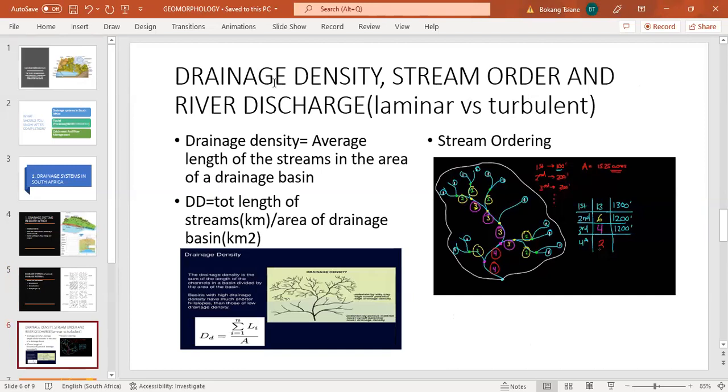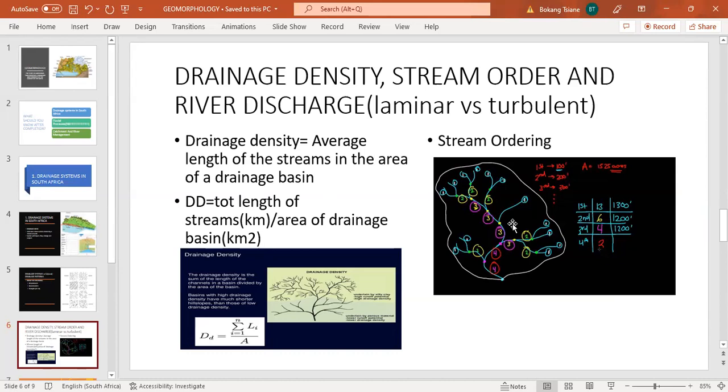Another thing with drainage systems, you have to know the drainage density, the stream order, and the river discharge. The drainage density is defined as the average length of the streams in the area of a drainage basin. And then we have a formula to calculate the drainage density. It is defined as total length of streams in kilometers divided by the area of drainage basin in kilometers squared.